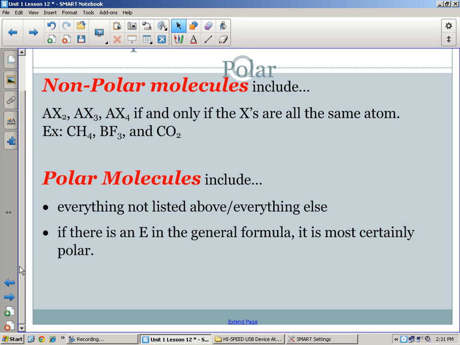Okay, so nonpolar molecules include AX2, AX3, AX4 only if the X's are the same. If that's not the case, then we have polar molecules. Basically everything else not listed up here is polar. If there's an E in the general formula, like for example AX3E, automatically polar, no questions. AX2E2, tetrahedral bent, 104.5, which you know for tomorrow. Polar, guaranteed. If there's any E in the formula, it's polar, all right?